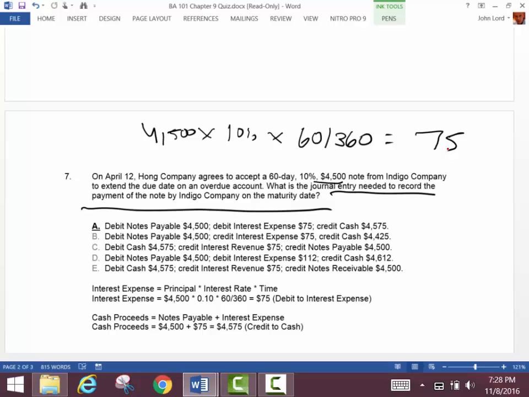Okay. And so what happens? Since now I got to pay him this 75 bucks, I'm still got to debit the note payable for the principal, right? But now I'm going to debit interest expense for $75 because some of that is interest expense. And of course, I'm going to pay them back their principal plus the interest, right? When I pay them?